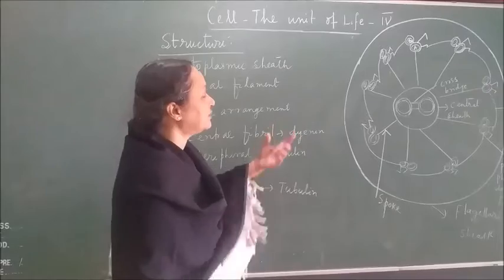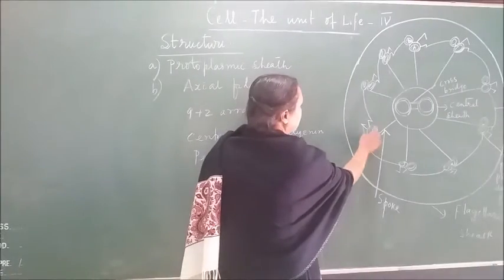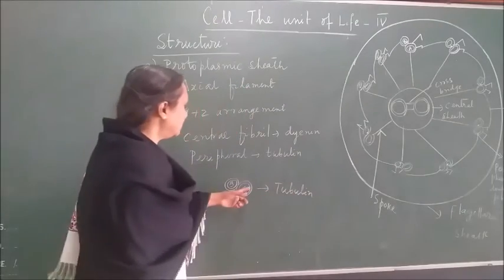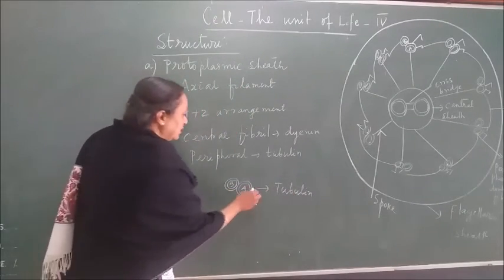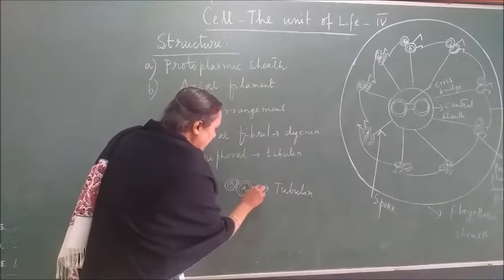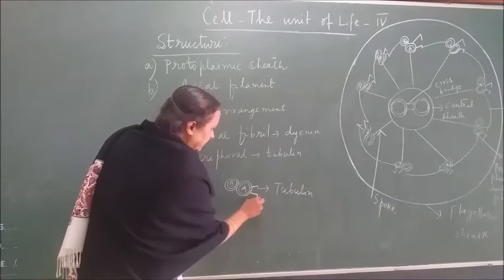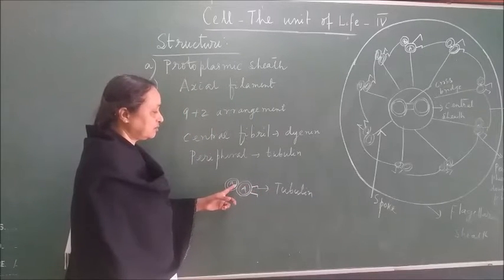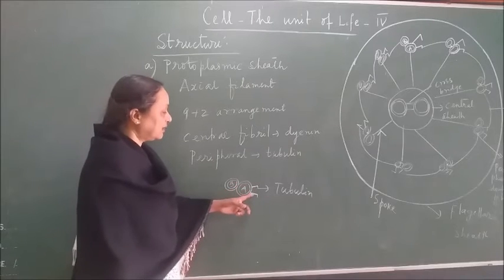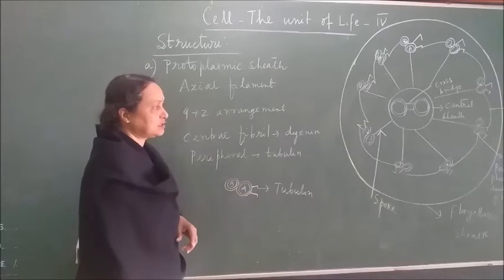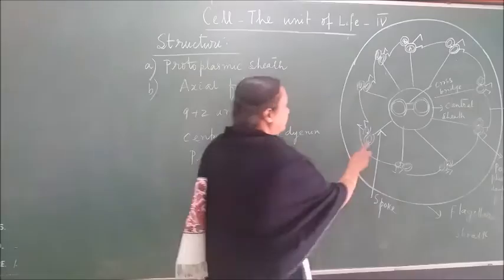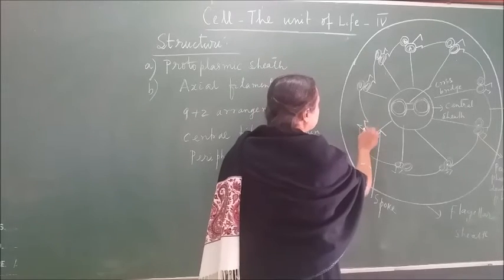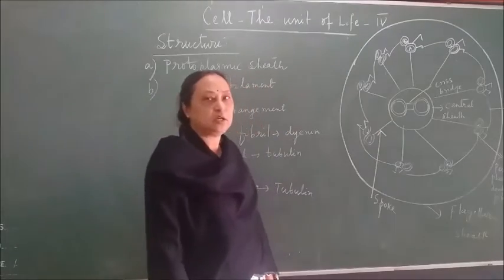Alright. Towards the periphery you can find each pair. One is called A, another is called B. On the surface of A there are 2 spoke-like structures projecting. There are no such projections on B; they are only present on A. One is towards the inner side, another is towards the outer side. In the diagram, each peripheral fibril has 2 projections, one inner and one outer.